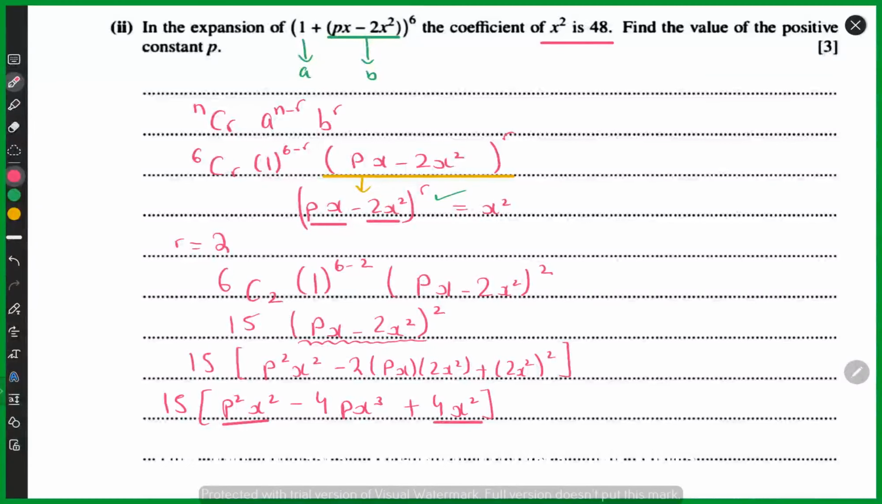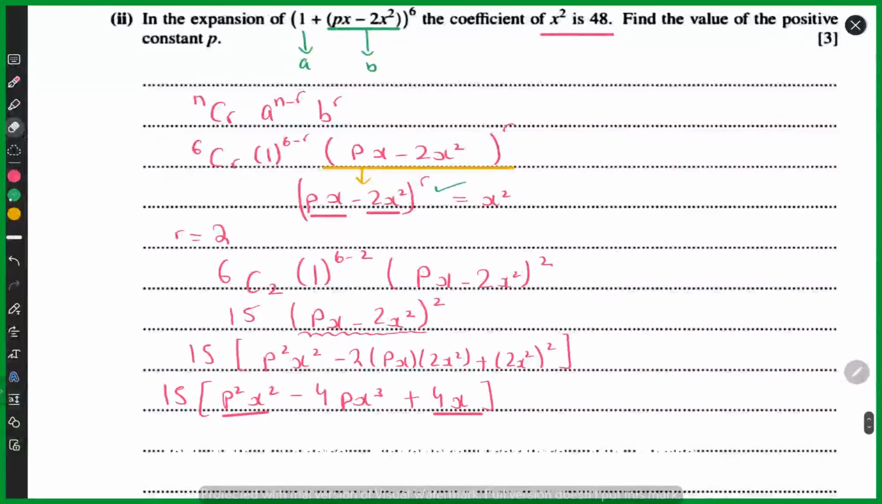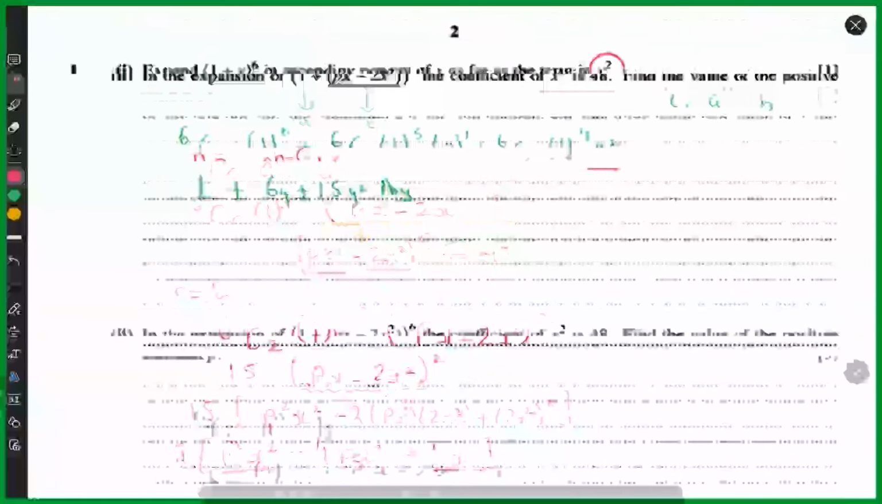Yes, Miss, won't it be like 4x to the power 4? Where exactly? 4x to the power 4. Yes, yes, that is right. This is going to come with 4 as the power. That is right. Sorry.